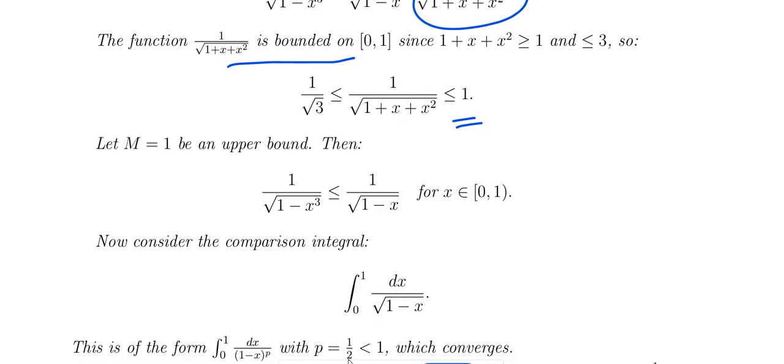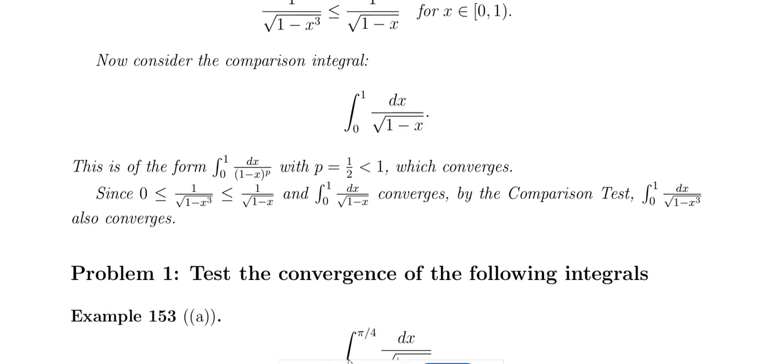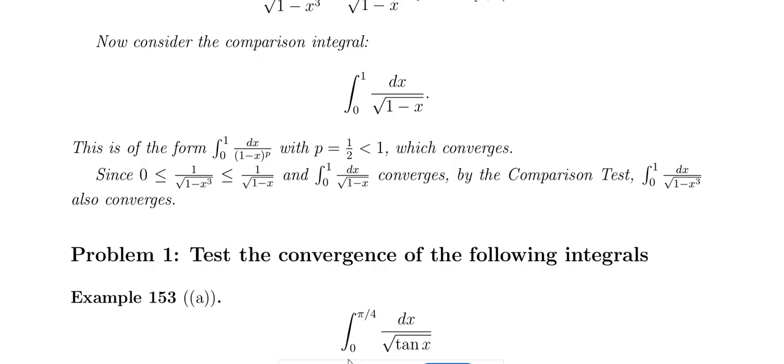Therefore 1 by root of 1 minus x cube is less than or equal to 1 by root of 1 minus x. So taking the comparison integral and proceeding, we already know that the right hand side converges because p equal to 1 by 2, the whole power being 1 by 2. So the left hand side converges. Okay, I will stop here.